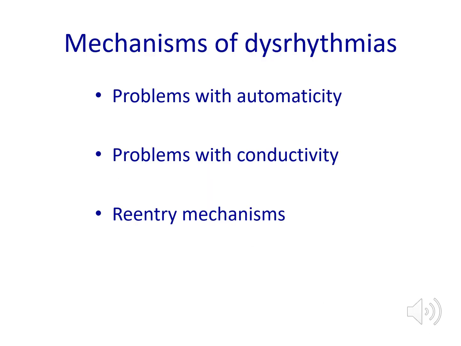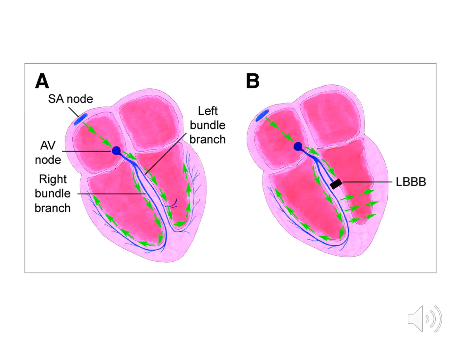Okay, the second kind of thing that can lead to dysrhythmias, problems with conductivity. When you have problems with conductivity, it's usually going to cause either a conduction delay or a complete conduction block. And these kinds of problems are usually caused by scar tissue from an old heart attack, or maybe an electrolyte imbalance, or the presence of inflammation in the heart wall. Those kinds of things all interfere with normal conduction.